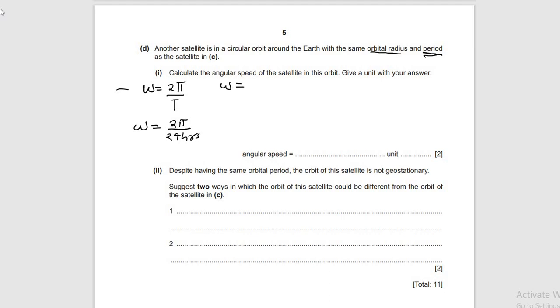And you know that 24 hours converted to seconds is 24 times 60 times 60. So angular speed will give us 7.3 times 10 to the power minus 5. That's the angular speed. The unit for angular speed is radian per second.